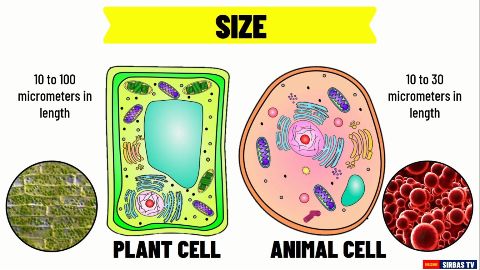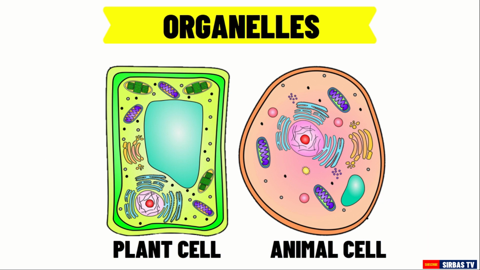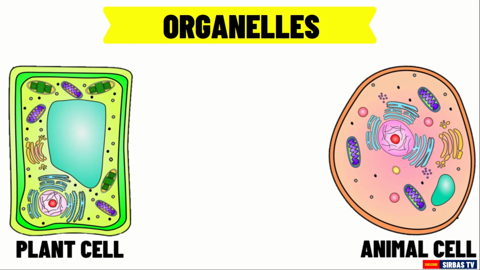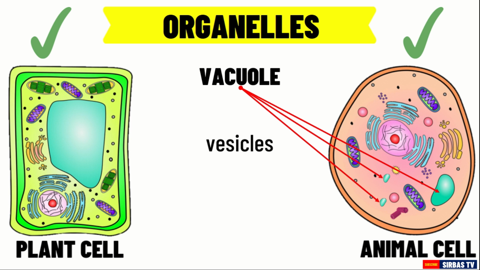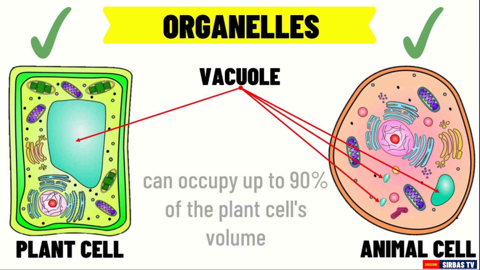Let us now compare and contrast the plant and animal cells in terms of their organelles. Observe the pictures of animal and plant cells. What do you think is the difference between them? Let us start with the vacuole. Both plant and animal cells have vacuole. However, animal cells may have many small vacuoles and they are called vesicles. Meanwhile, plant cells have a large central vacuole that can occupy up to 90% of the cell's volume.